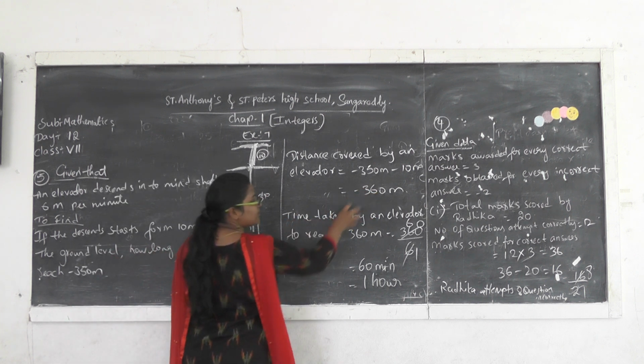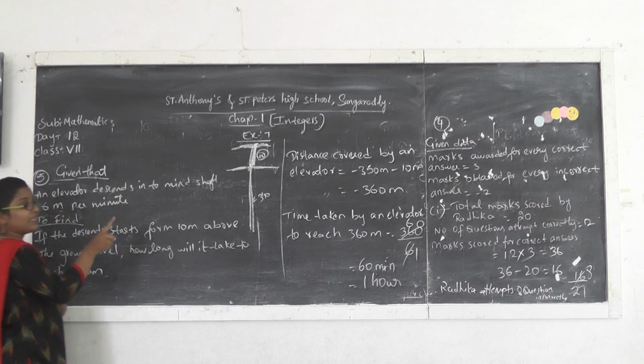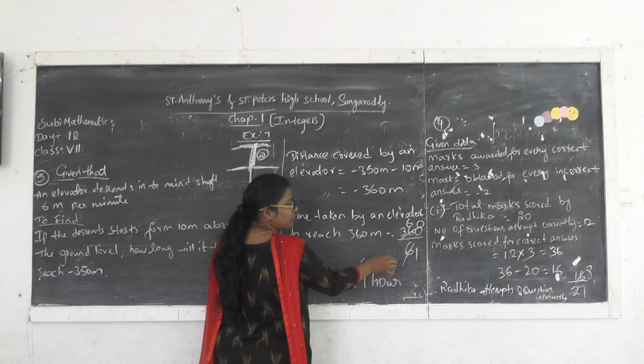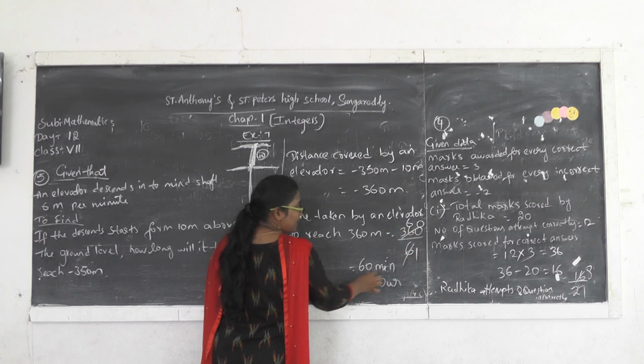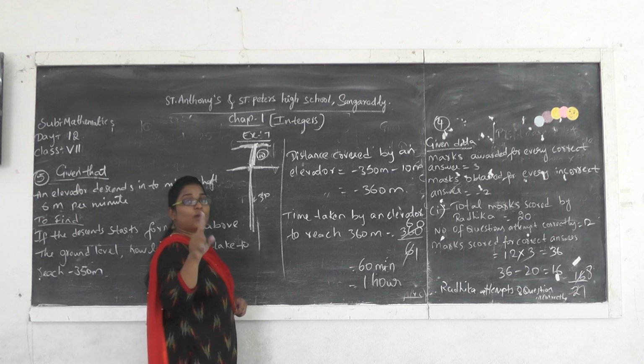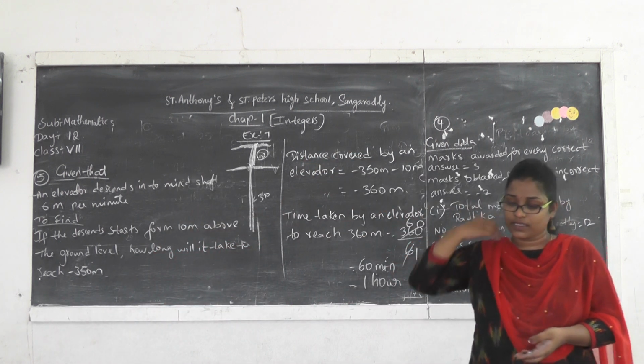To cover this 360 meters, how much time will it take? Per 1 minute, 6 meters. For 360 meters, what do we have to do? Division. 6 ones are 6, 6 sixes are 36, 6 zeros are 0. 60 minutes. 60 minutes is nothing but 1 hour time it will take to reach 360 meters. Are you able to understand?